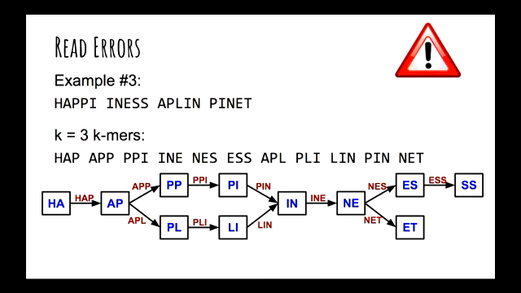And then it converges again when we get to IN, and then diverges again when we get to NE, ES, and ET. So obviously we know it's meant to say happiness, right? But because the sequencing machine has made a mistake, or there was a problem with our library preparation, or someone wasn't wearing gloves when they were handling one of the tubes and contaminated the sample with human DNA, which happens quite a lot, we get these issues happening in our graphs. So we get, yes, Grace.